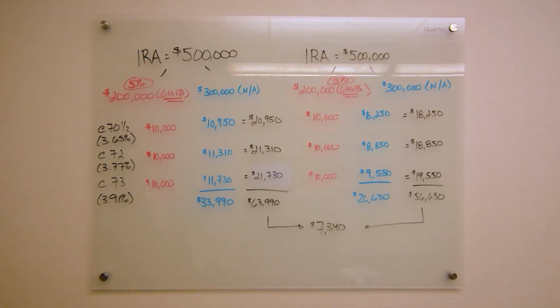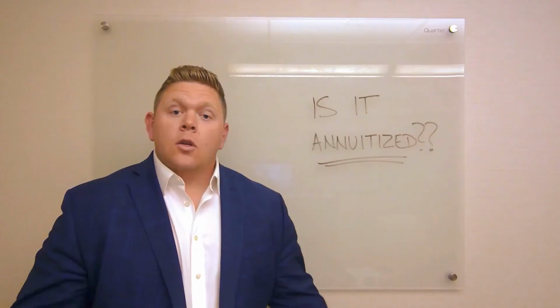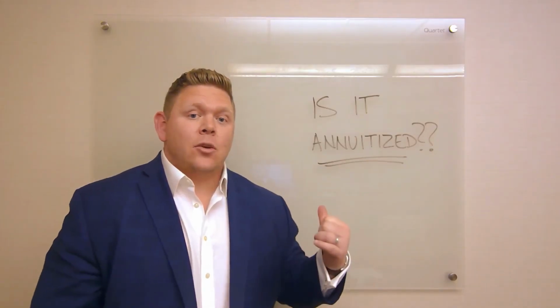So this is a very simple example, though, on how you need to know what you own in your IRA. And if you have an annuity, do you know if it's a GMIB or if it's a GMWB? What are the implications? And then also, how does it get affected when we start talking about RMDs? So the main question, folks, is: is it annuitized?